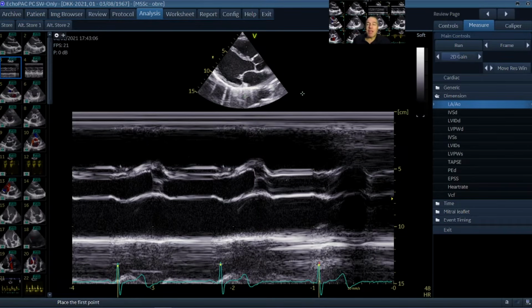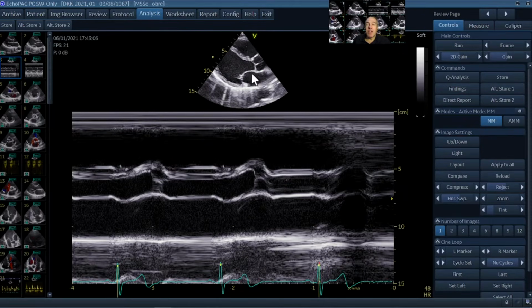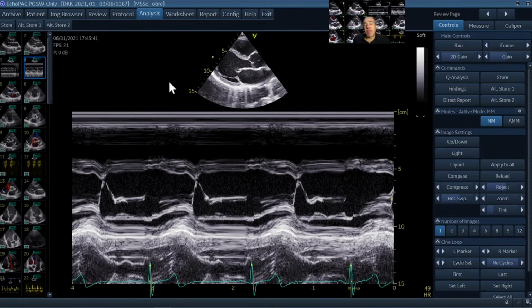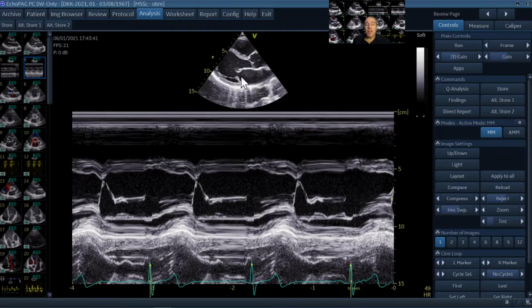The problem is, obviously, it's a one-dimensional measurement, and it's not always easy to adjust the parasternal long axis so that you get a real true anterior posterior maximum diameter of the left atrium. That can be even more difficult for the left ventricle. Here we have the M-mode of the left ventricle. You see again anteriorly this is the right ventricular outflow tract. Then you see the motion of the septum. You see how it thins and becomes thicker.